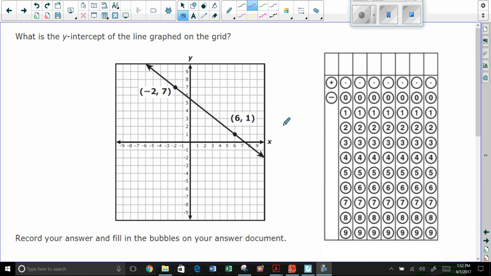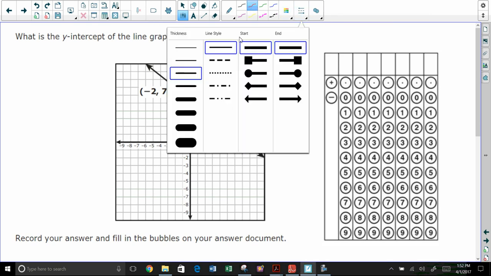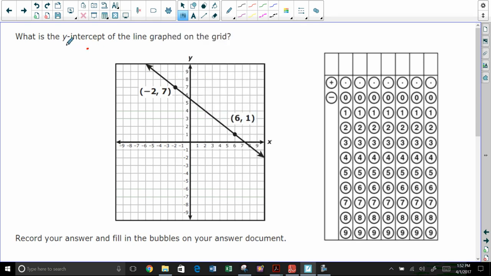What is the y-intercept of the line graphed on the grid? Okay, so first off, what we need to make sure we understand is what they're asking us for. They want us to go ahead and find the y-intercept. The y-intercept is where the graph crosses the y-axis.